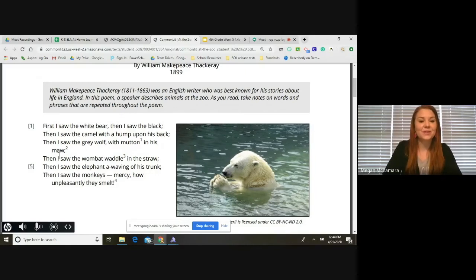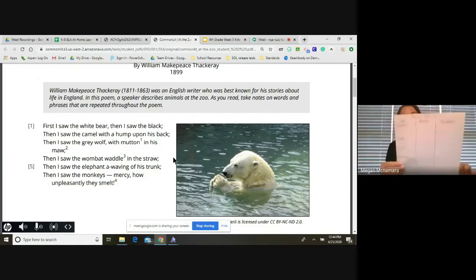Okay, you should have seen that in line 3, maw, and then in line 4, you should have found straw. Maw and straw are two examples of rhyming in this poem. So go back to your chart. You should have the word, the definition, and then for examples, either come up with your own rhyming words, or you can use the examples from this poem to fill that in.